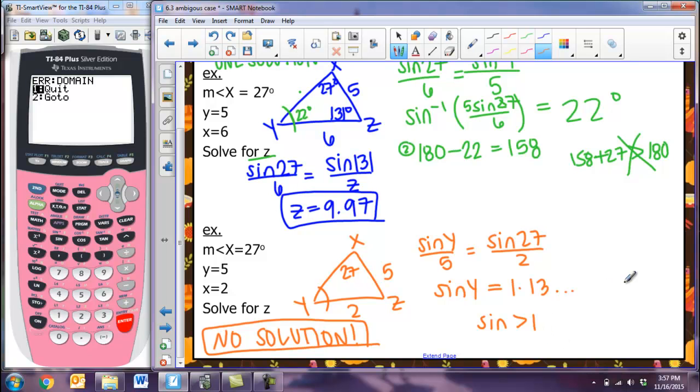So the hardest thing about the ambiguous case is remembering when you are setting up to look for that second answer, to look for not just the principal inverse value, but also to find that second answer, to take 180 minus it, check if it makes a real triangle, and then you decide, how many triangles do I actually have to solve? 1, 2, or maybe even none.